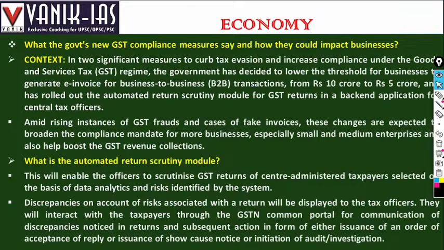Fine. Then the next topic is an economic topic: the government's new GST compliance measures and how they could impact business. In two significant measures to cut tax evasion and increase compliance under the goods and services tax regime, the government has decided to lower the threshold for business to generate e-invoice for business to business transactions from 10 crore to 5 crore, and has rolled out the automated return scrutiny module for GST return in a back-end application for central tax officers.